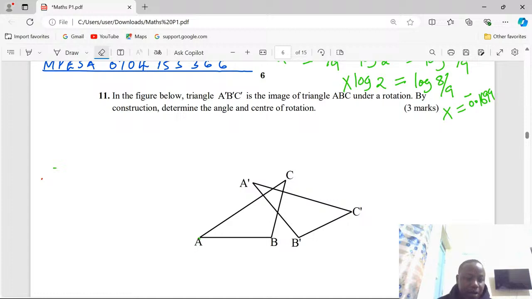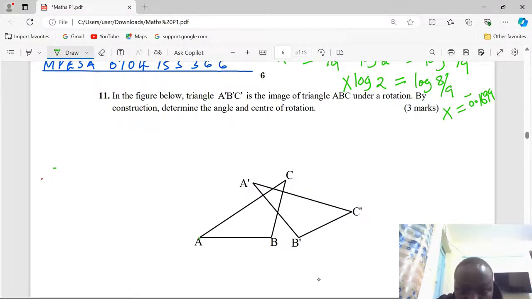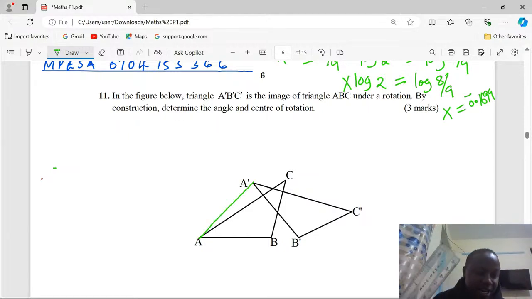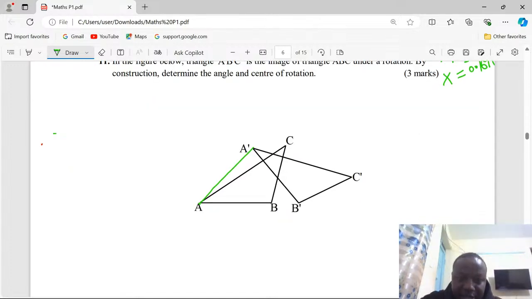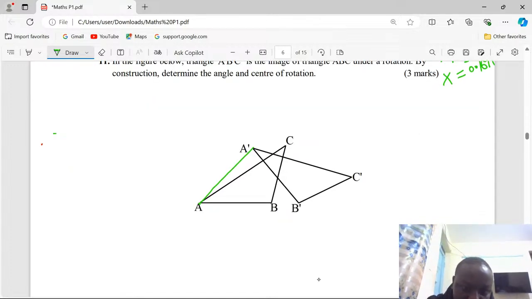To determine the angle and center of rotation, we are supposed to join A to A prime. Then we bisect the line joining them. We bisect the line that joins A to A prime perpendicularly. I hope you are doing the same from your end.